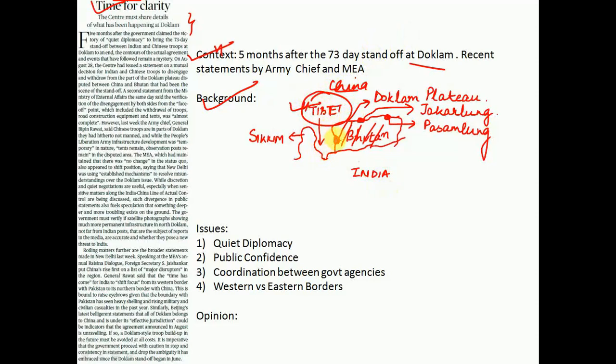Now this region here is the Doklam Plateau. This is a plateau in the Chumbi Valley. Both China as well as Bhutan are claiming that the Doklam Plateau belongs to them.